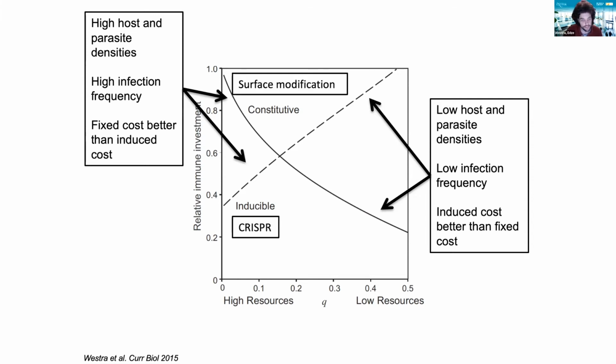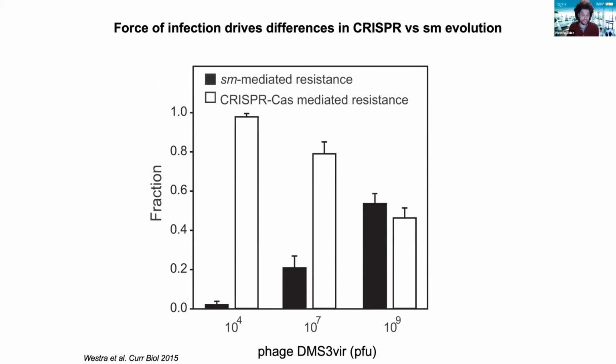And this means that we can now manipulate the type of resistance that evolves simply by changing the amount of phage that is present in the environment. So if we infect with very low amounts of phage, we see that the bacteria almost exclusively evolve CRISPR immunity. If we add more phage to the environment, then we observe that the evolutionary response is changing.